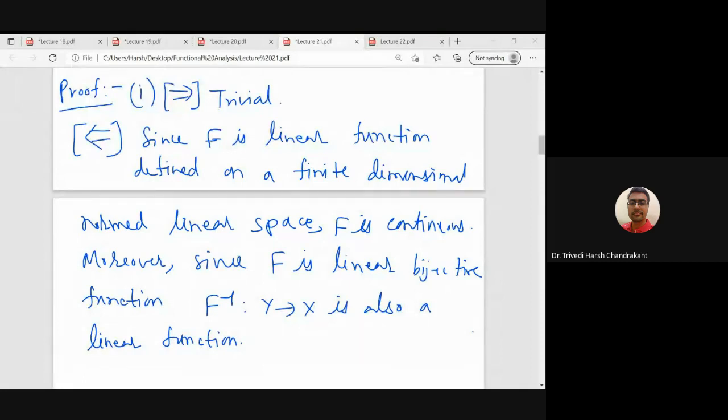We have a bijective function. F is a bijection, so F inverse is also a bijection. So if F is a bijection from X to Y, which is a linear function, that means basically it is a homomorphism of vector spaces. And if X is finite dimensional, what can we say about whether Y is finite dimensional or not?